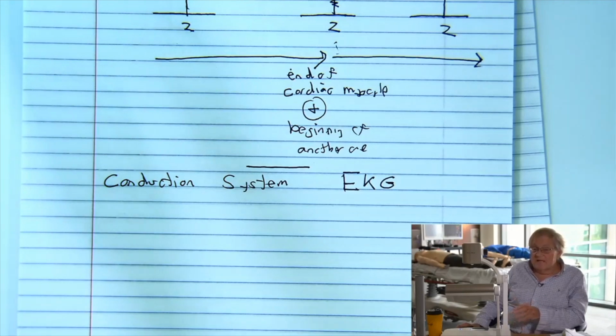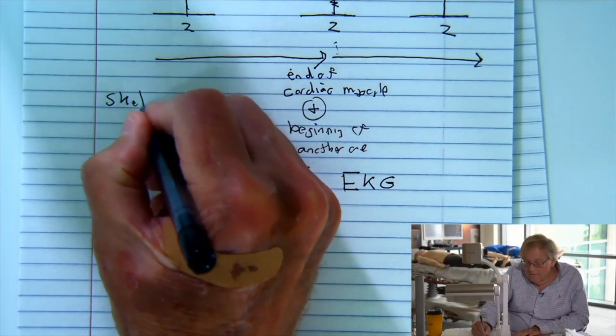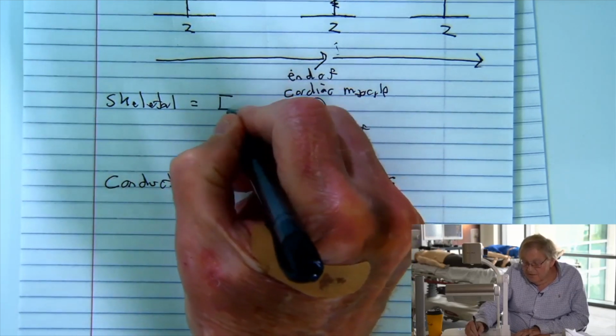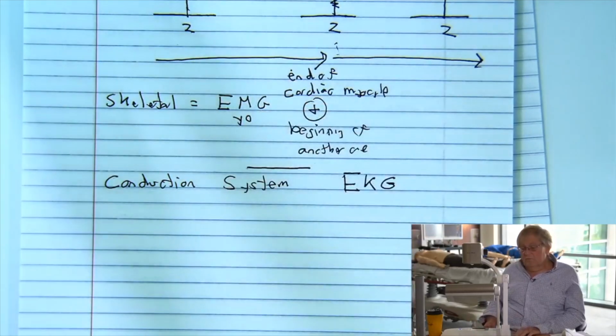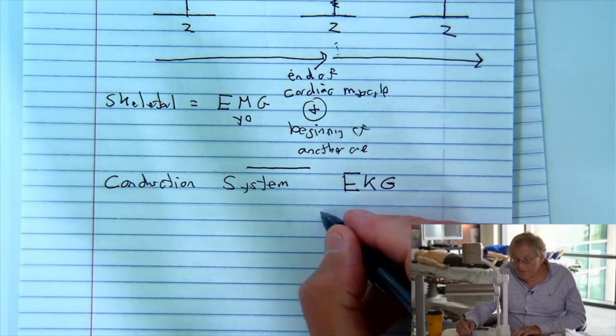But my heart's got something called an EKG. So just remember, skeletal muscle uses an EMG, which is electromyogram, whereas cardiac muscle is going to have its own conduction system, but it's going to have an EKG, electrocardiogram.